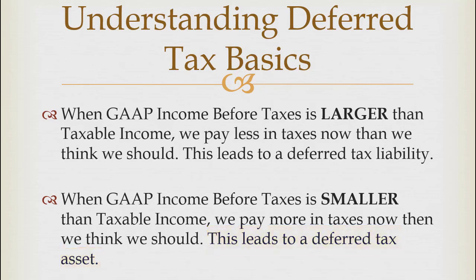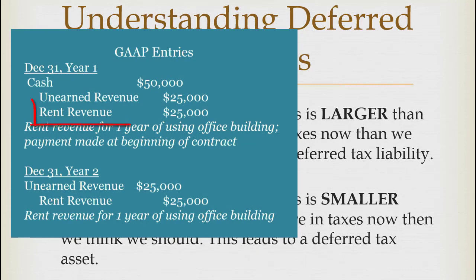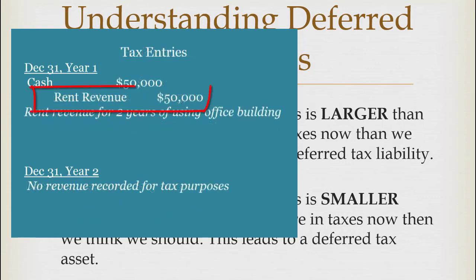Let's use our same basic example to illustrate deferred tax assets. So let's assume that instead of renting our office space to a small company with no cash flow, we rent to an established company that just likes the location of our office space. They have plenty of money, so instead of paying us at the end of the 2 years, they pay us at the beginning of the 2 years. Well, for GAAP purposes, I still record $25,000 worth of revenue now and $25,000 worth of revenue next year. Now for tax purposes, however, I have to record the whole $50,000 as taxable income now.